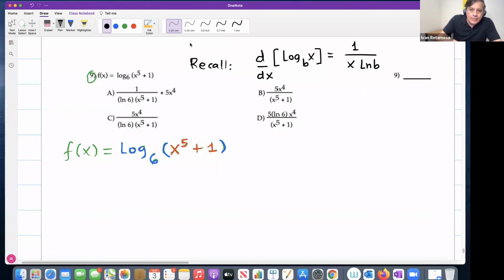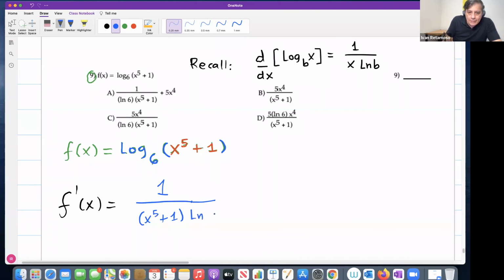Excellent, right? What will be the derivative of this? Well, f prime of x, the derivative of the outside function following this formula, is going to be 1 over what is inside the log, which is this x to the 5th plus 1. It's called the argument of the log, multiplied by natural log of this base 6. This is the derivative of the outside function evaluated at the inside function. CG also, very good. But it doesn't end there. You have to multiply this, according to the chain rule, by the derivative of this.